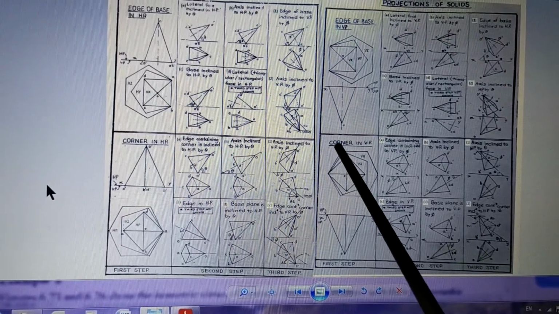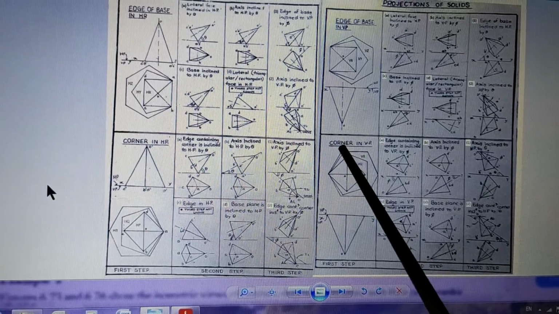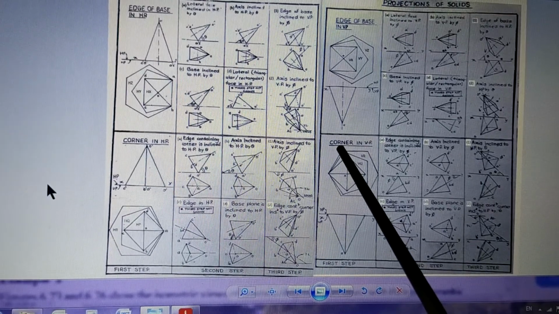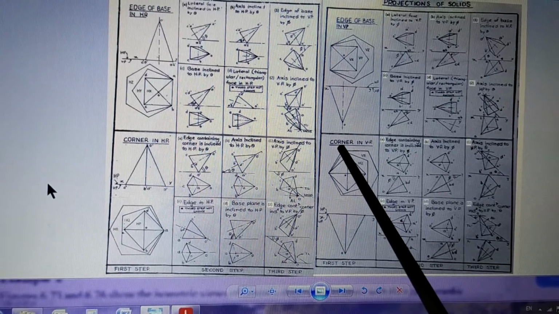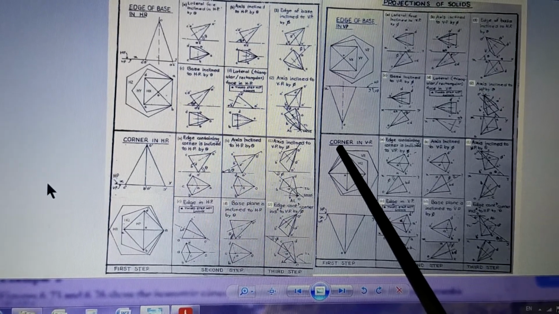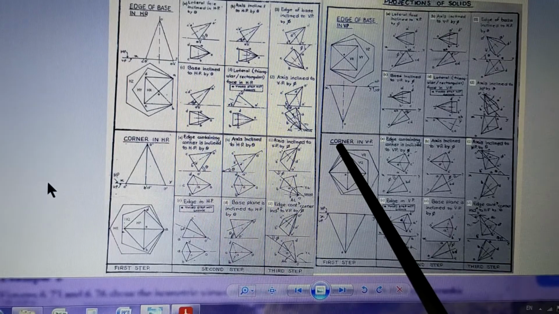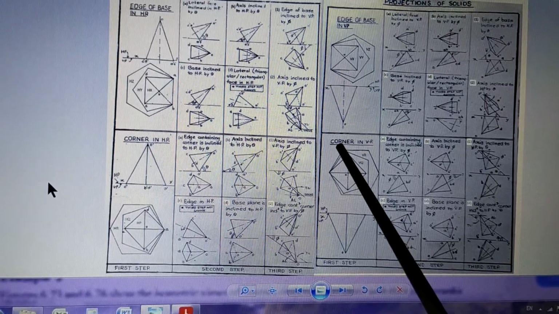First we learned that if there is a point in the first quadrant, how to show those points in different views. That part is already discussed earlier. Now we are going to talk about projections of different solids.